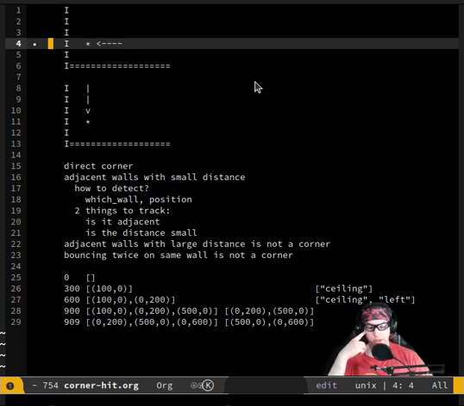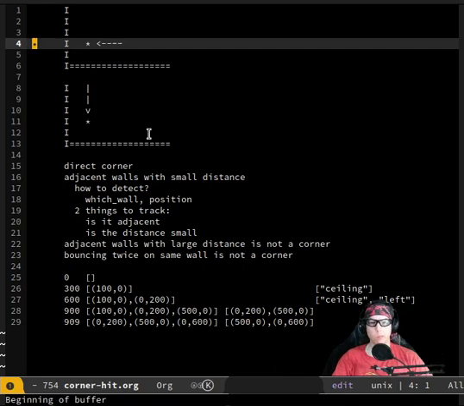We already have the logic that says which wall we hit. So we can use that to say, okay, where did we intersect that wall? We know which wall we hit, so that's the wall that we need to check. Where, if we're here on one frame and here on the next frame, did we intersect that wall? Yes. Cool. All right.